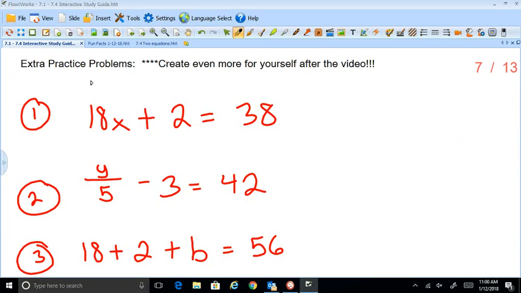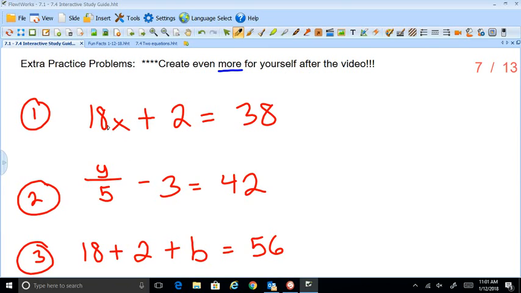Here's some even more extra practice problems. I'm going to solve these real fast, but what I want you to do is actually pause the video here, solve all 3 on your own, and then push play and see if you got them correct. Then after the video is over, create even more practice problems for yourself.